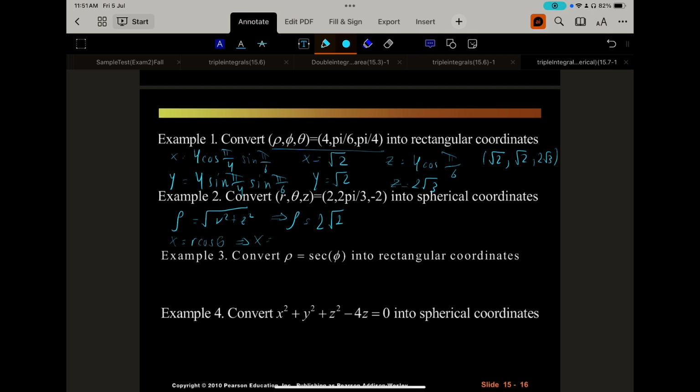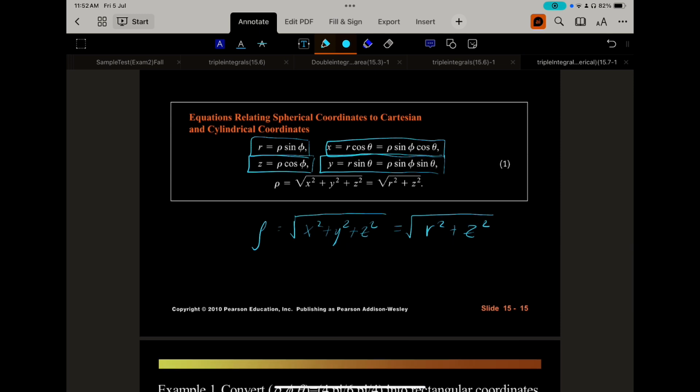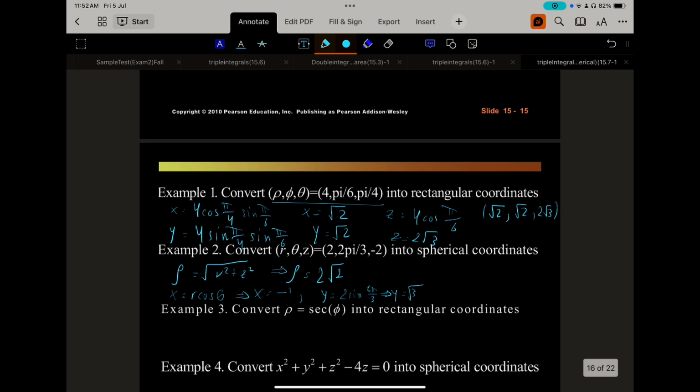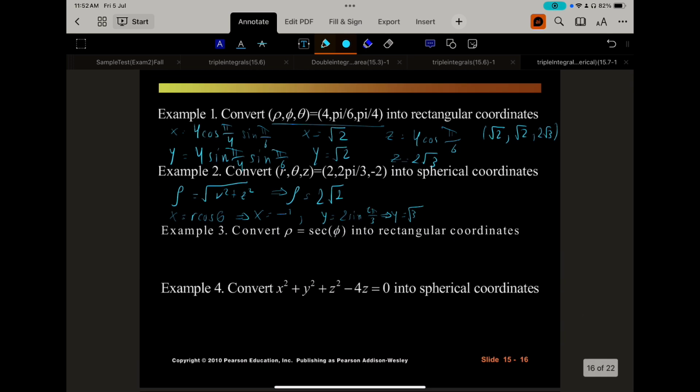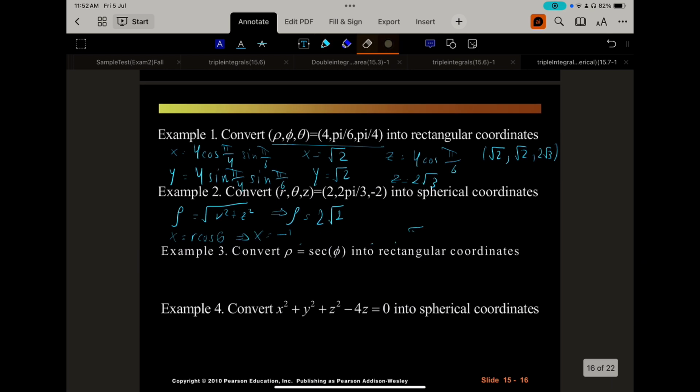So x is going to equal 2 cosine of 2 pi over 3, which is negative 1, and y equals r sine theta, which is 2 sine of 2 pi over 3. Oh, sorry, y equals root 3. And now since we have the x and y, we have theta, we have rho, we can find phi. Actually, we do not need to do this.